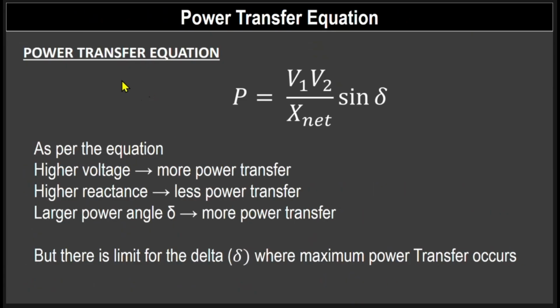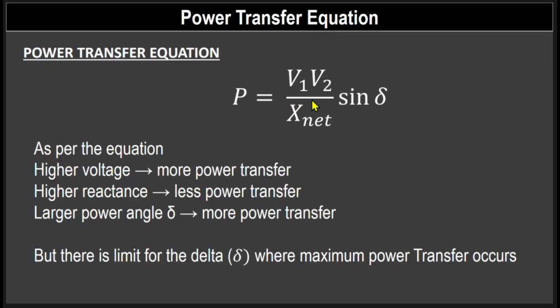If we talk about the power transfer equation, you have studied in your BTech course that P is equal to V1 V2 divided by X net, times sine of delta. V1 and V2 are the receiving end and sending end voltages, X net is the net reactance, and sine delta is the sine of the rotor angle or power angle.